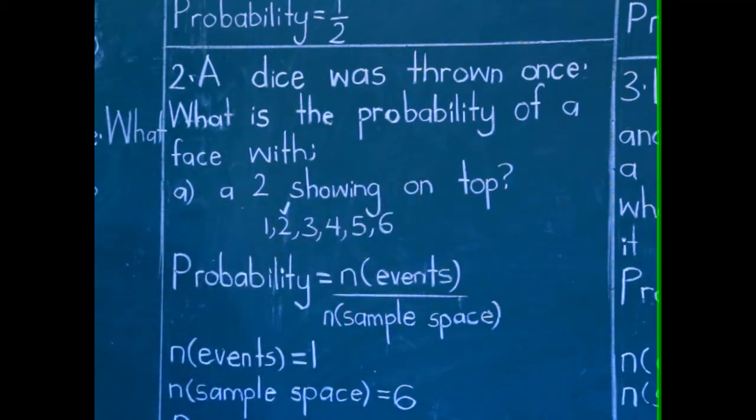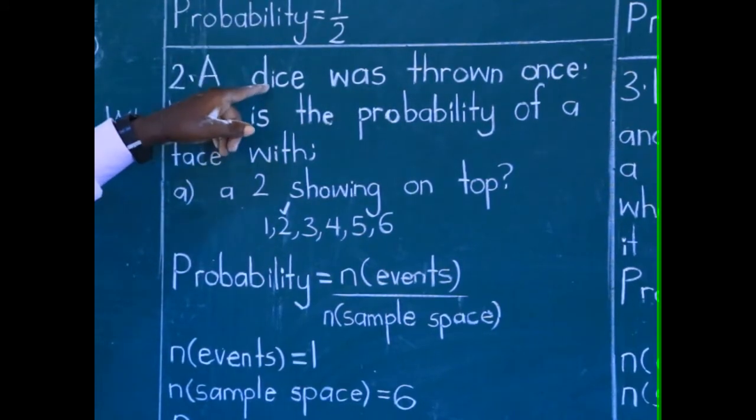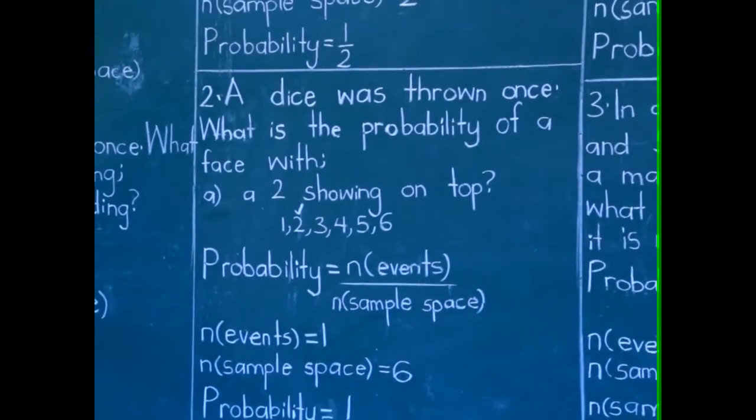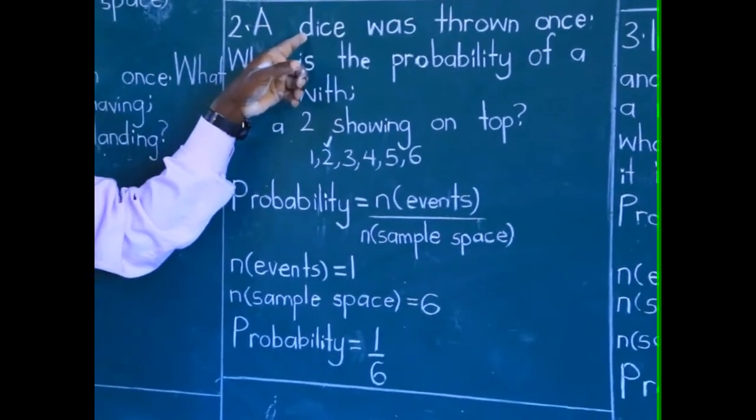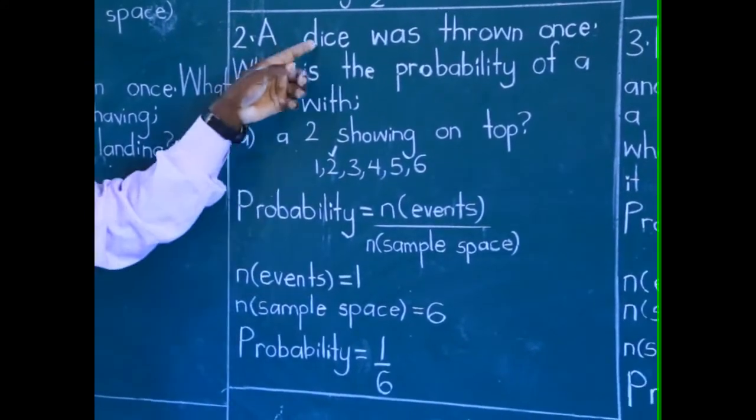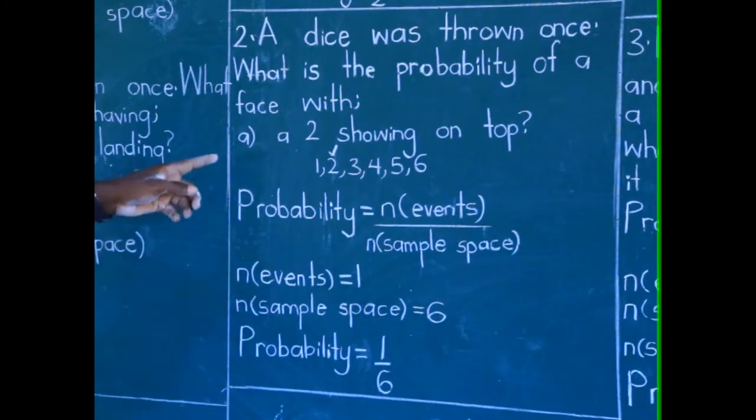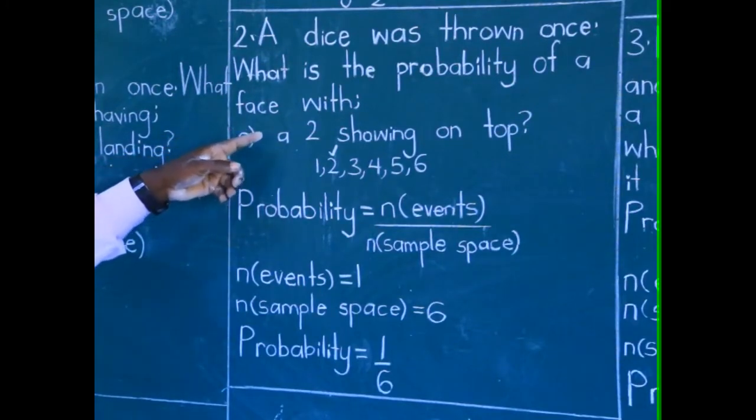Now, when people are playing Ludo, there is that solid which has got dots from 1 to 6, which is actually tossed every time somebody plays Ludo. So that's what's called a die. Sometimes called a die. Here we've called it a dice. So when you see a die that was tossed, you just know the meaning of that dice. Now, the probability being asked is having a 2 showing on top.